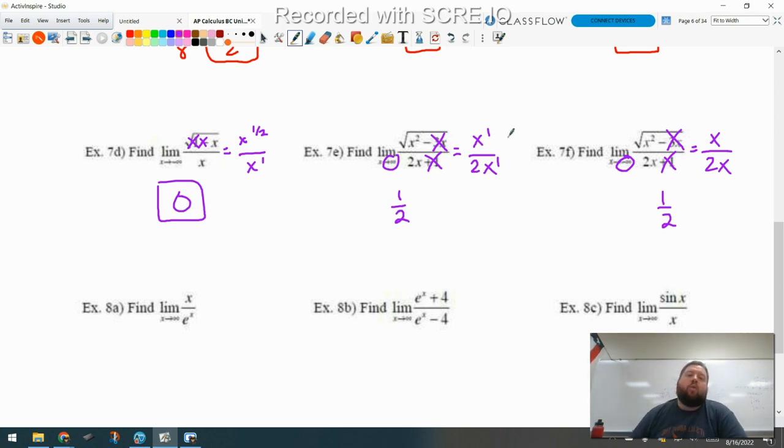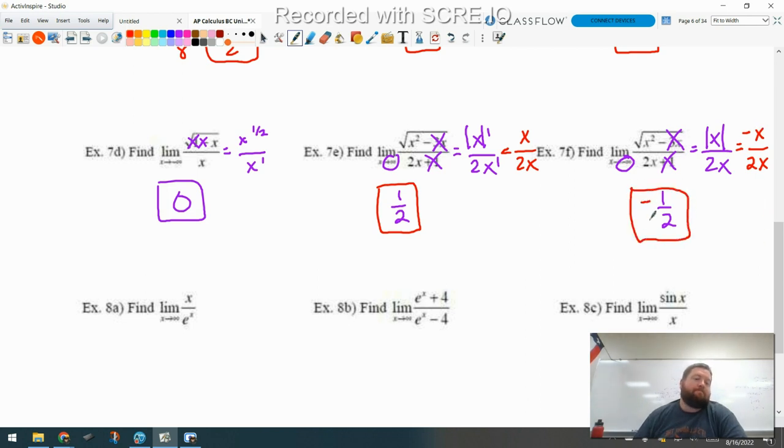What you have to remember is that when you square root an x squared, you actually get the absolute value of x. And then the way that x is approaching, if it's approaching positive infinity, you're going to replace that absolute value of x with a positive x. So you get positive x over 2x, which is 1/2. So this is the correct answer for that, 1/2. But if your x is approaching negative infinity, you have to replace your absolute value of x with a negative x. So this is actually negative 1 over 2, so it's negative 1/2.